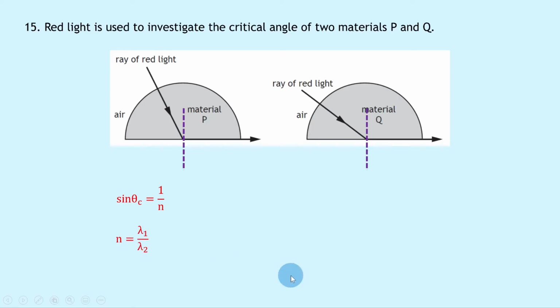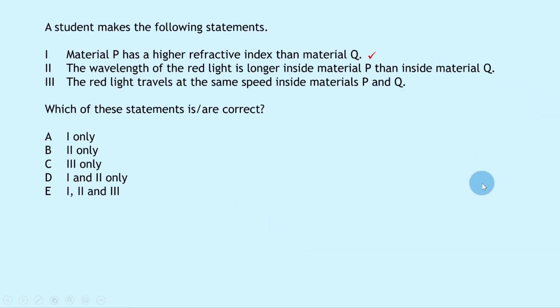But we've already concluded from the first statement that the refractive index in material P is greater than that in material Q. So we can say that lambda 2 is inversely proportional to n. So the bigger n is, the smaller lambda 2 will be, or the smaller n is, the bigger lambda 2 will be. So since n is greatest in material P, then that means that the wavelength of the light in material P will be smaller than that in material Q. So that means that this statement 2 is false because it's actually the opposite that is true. The wavelength of the red light is smaller inside material P than inside material Q.